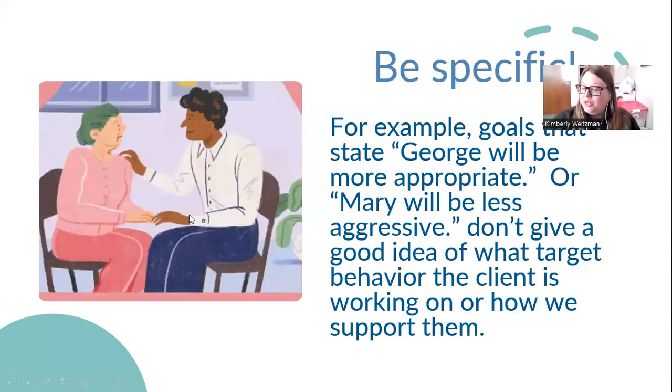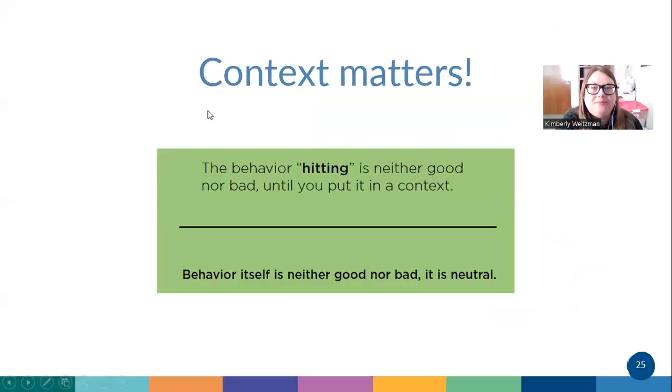So be specific. Try to avoid goals like George will be more appropriate or Mary will be less aggressive. They don't give us a good idea of what they actually should be doing or should be doing less of. I've seen treatment plans that say, Larry will display more positive behavior or Larry will be less negative. I'm not really sure what that is referring to.